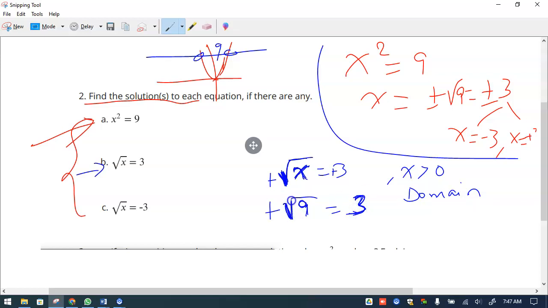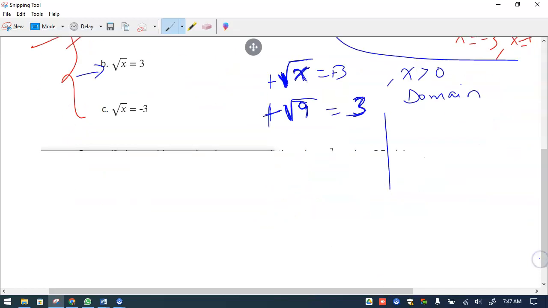But remember, this is going to be plus. So square root of 9. If you want to know the graphical representation, what does the square root of x look like? We have seen in earlier classes that the graph of square root of x is something like this.